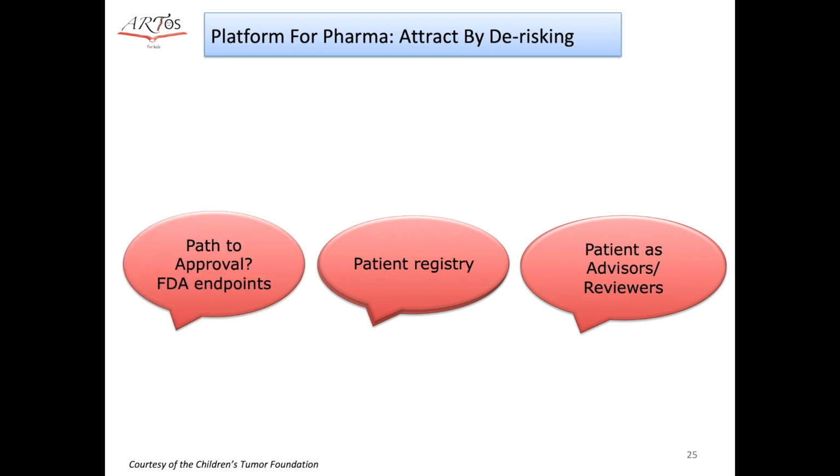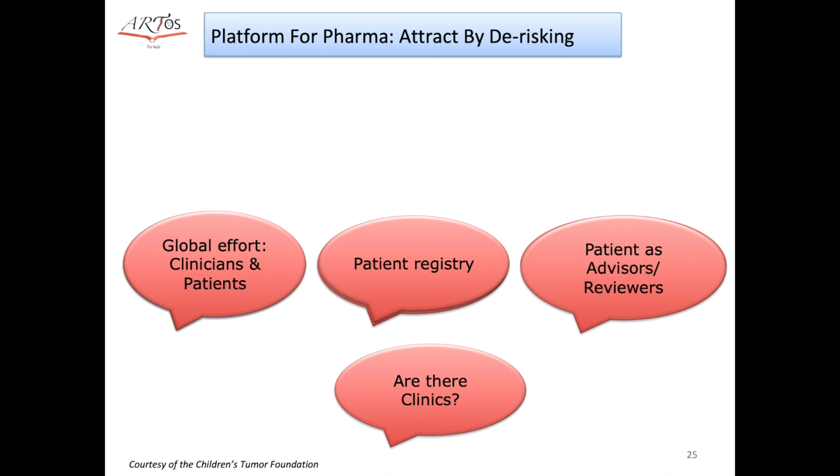What about the path to approval? FDA endpoints. It will be a global effort with clinicians, patients, and the FDA, of course. I will talk about the target product profile and the standardized endpoints for clinical trials, meaning every clinician will measure the same aspect with the same precise methodology. They will ask, are there hospitals and clinicians trained and ready to perform clinical trials? Start working as soon as possible to build a clinic network.